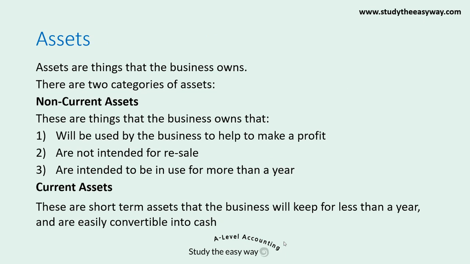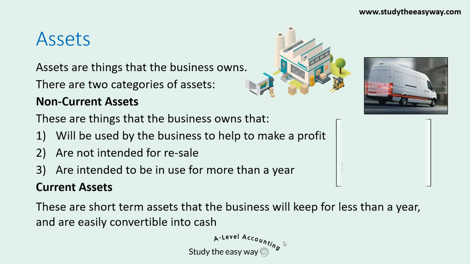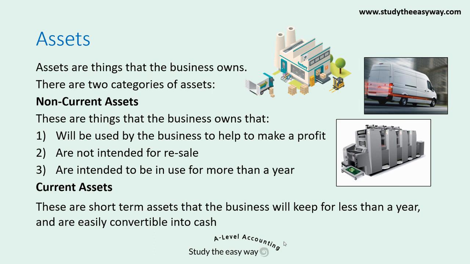Assets are things that the business owns. There are 2 categories of assets. Non-current assets are things that the business owns that will be used by the business to help them to make a profit. They're not intended for resale, and they are intended to be in use for more than a year. Examples are land and buildings, vehicles, and machinery used in a factory.